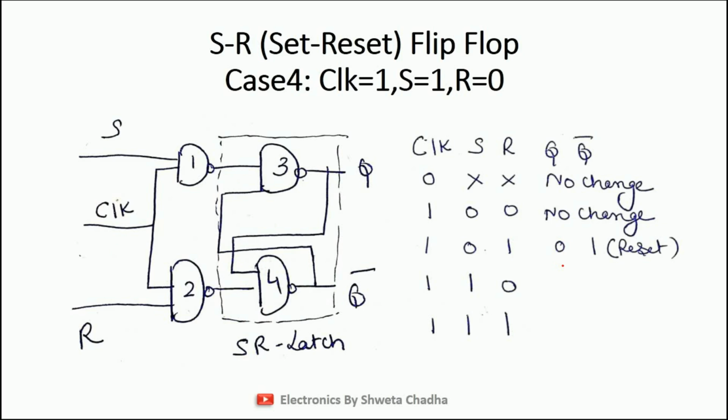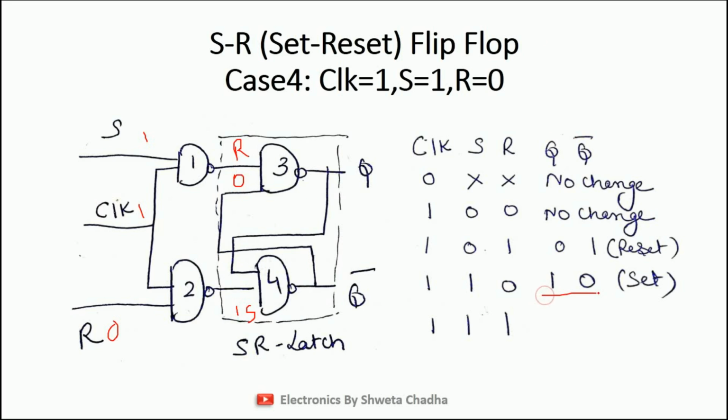So here comes our case number 4. Now what is case number 4? When clock is 1, S is 1 and R is 0. So 1, 1, output is 0. 1, 0, output is 1. Once again students, this is the S and this is the R signal. Now for S equal to 1, R equal to 0, the output is 1, 0. So this condition is known as set condition.